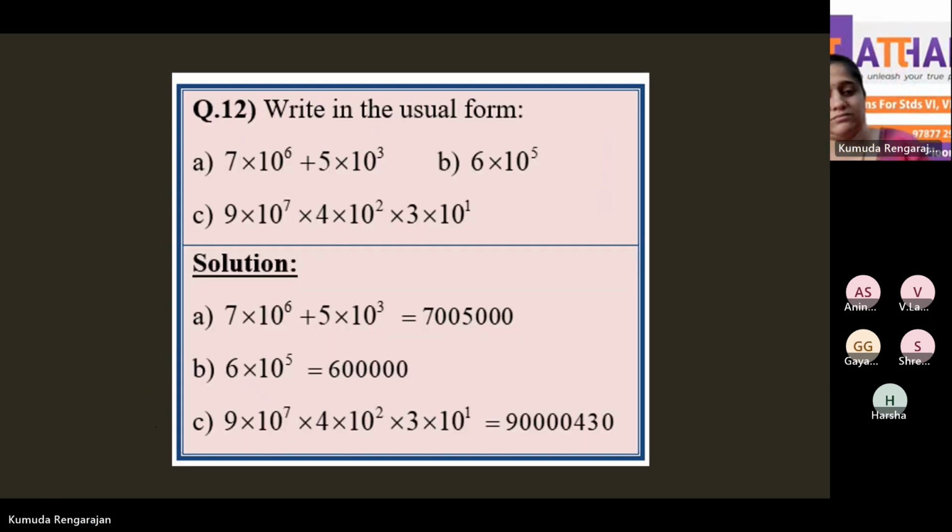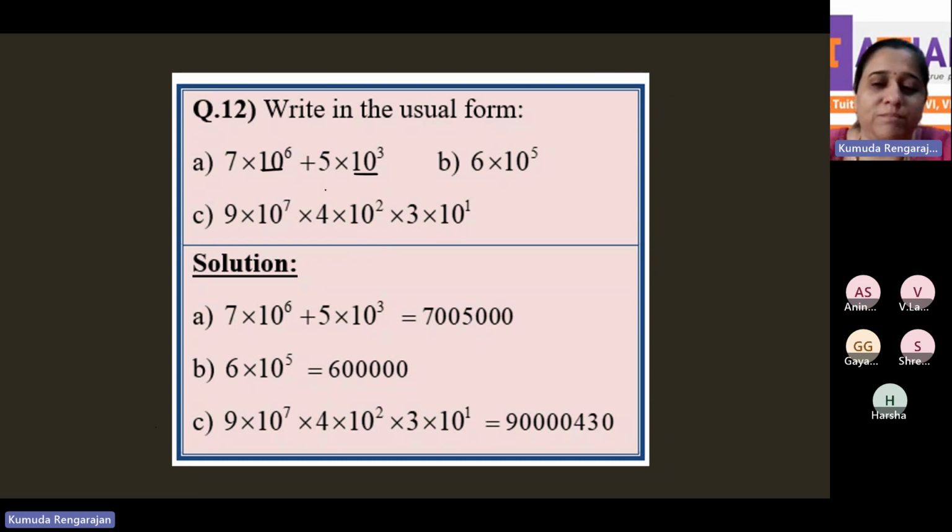Usual form. So this one, usual form is, children, using the place values. Using the place value, you should not multiply and add. It's not a multiplication session. You should not do that.